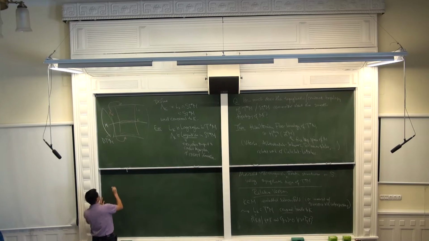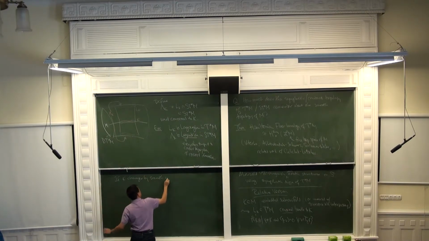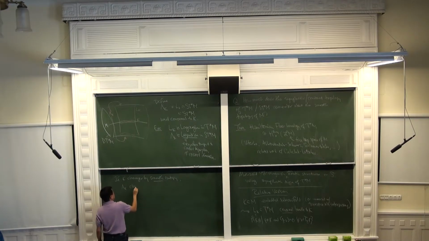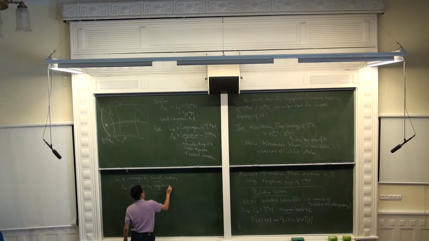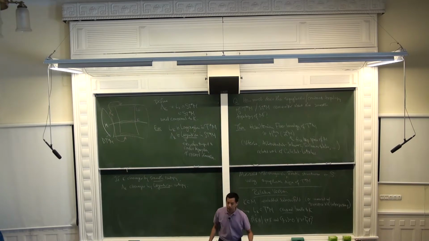And the point is that if K changes by smooth isotopy, then lambda K changes by Legendrian isotopy. So that means just an isotopy through Legendrian submanifolds. And so at this point we know quite a bit about Legendrian submanifolds up to Legendrian isotopy.